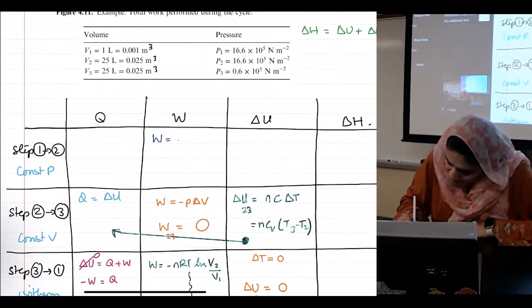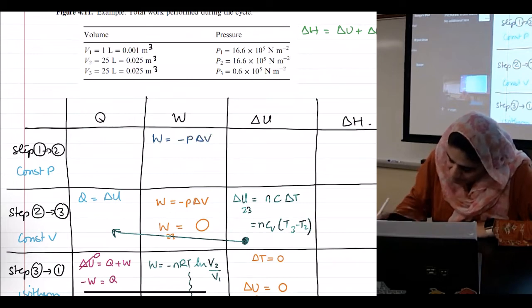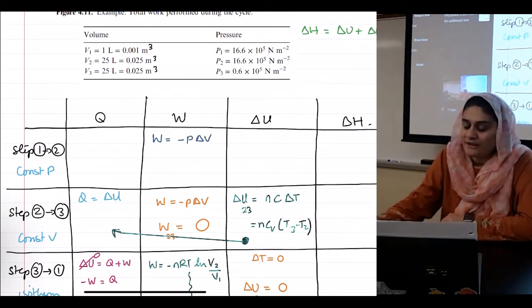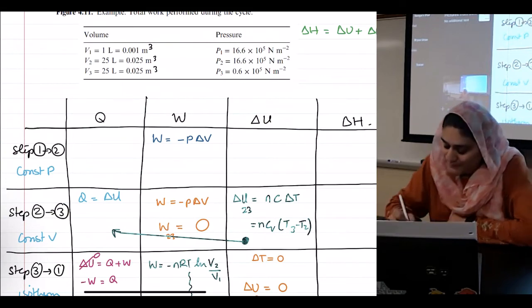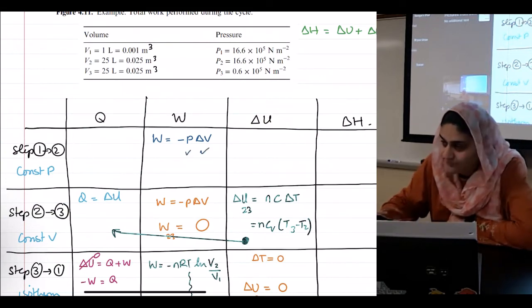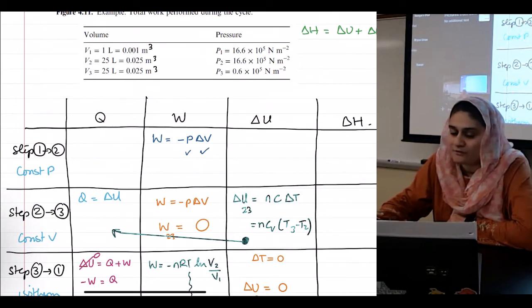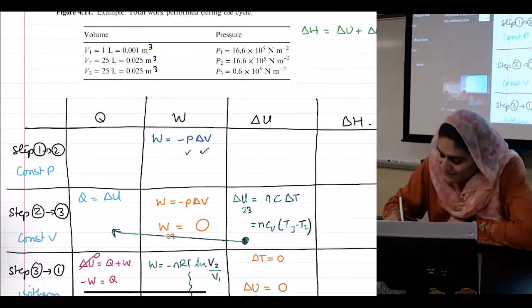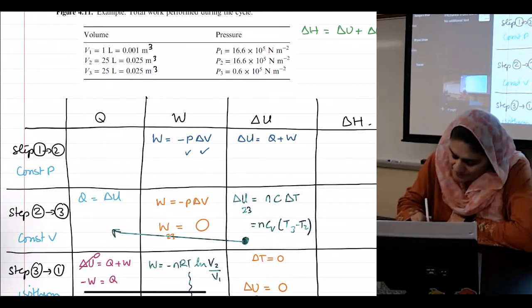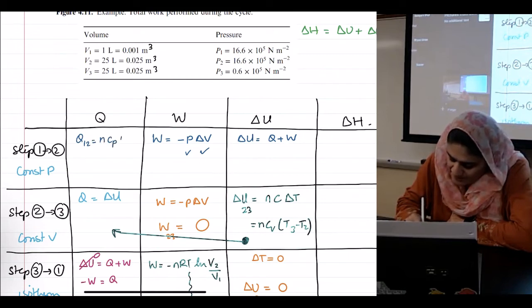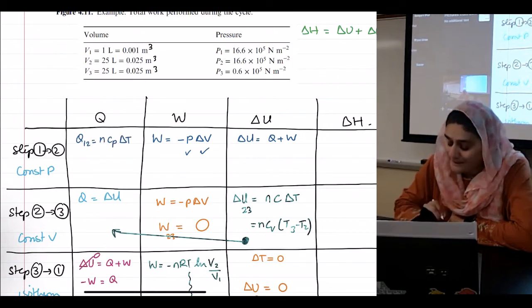W, which is minus P delta V. Do we have a value of V? Oh, sorry, do we have a value of P? Do we have delta V? Can we plug those numbers in and solve? Okay, what is delta U in this case? Q plus W. And then this one is Q12, CP delta T. Write that value down.